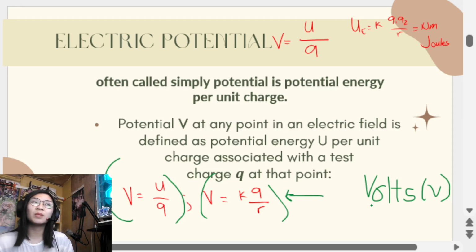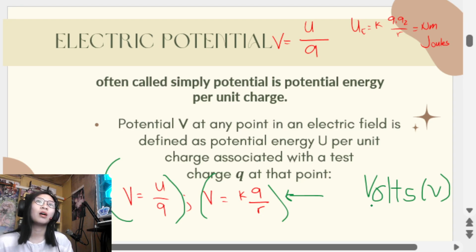What is the difference between electric potential and electric potential energy? Electric potential energy is a kind of energy that is stored in your charge so that it can move later on. Then we have the electric potential, which is how much energy is stored per charge.